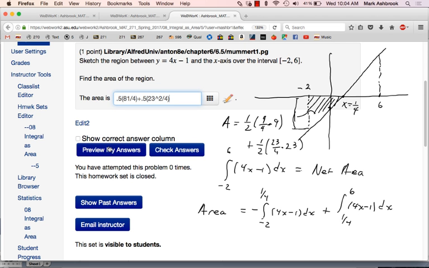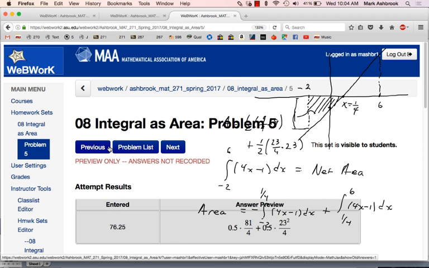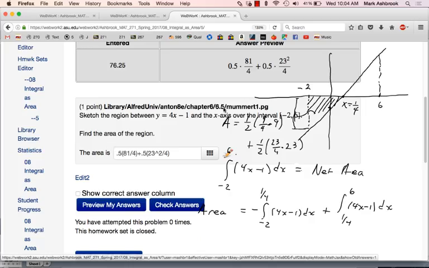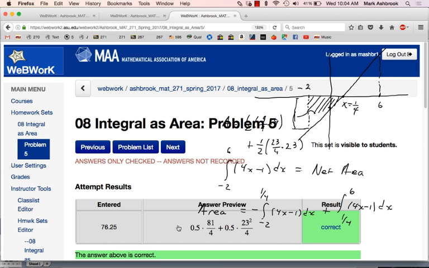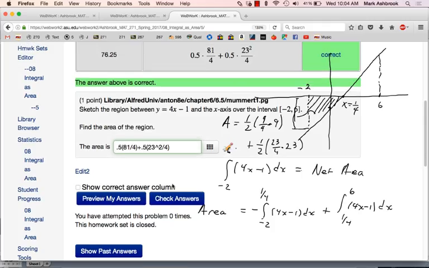Use preview answer. Make sure it's what we want. 0.5 times 81/4, 0.5 times 23 squared over 4 looks right. Check. Green. Questions on that one?